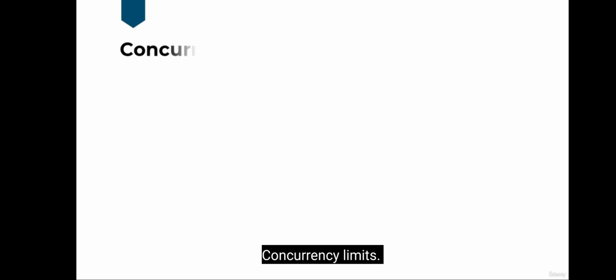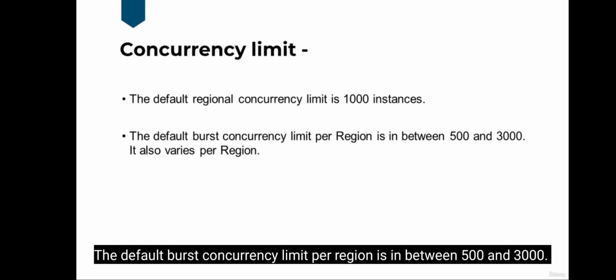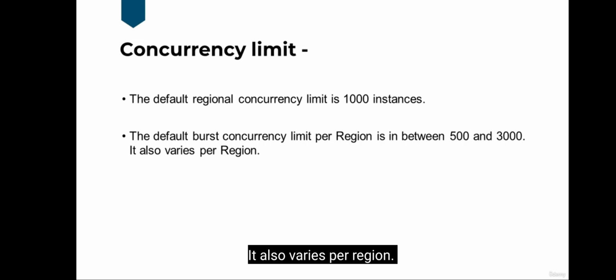Concurrency limits. The default regional concurrency limit is 1000 instances. The default burst concurrency limit per region is in between 500 and 3000. It also varies per region.